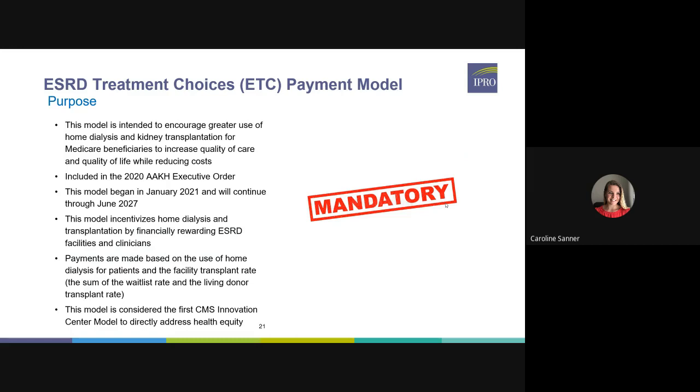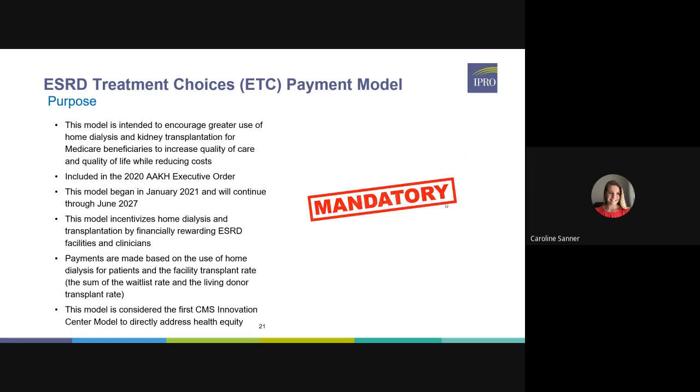This model is intended to encourage greater use of home dialysis and transplantation for Medicare beneficiaries to increase quality of care, quality of life, and reduce costs. Those are our goals. This model is included in that 2020 Advancing American Kidney Health executive order. The model began January 2021 and will continue through June 2027. This model incentivizes home dialysis and transplantation by financially rewarding the facilities and clinicians. The payments are based on the use of home dialysis for patients and the facility's transplant rate. This model is considered the first CMS Innovation Center model to directly address health equity.